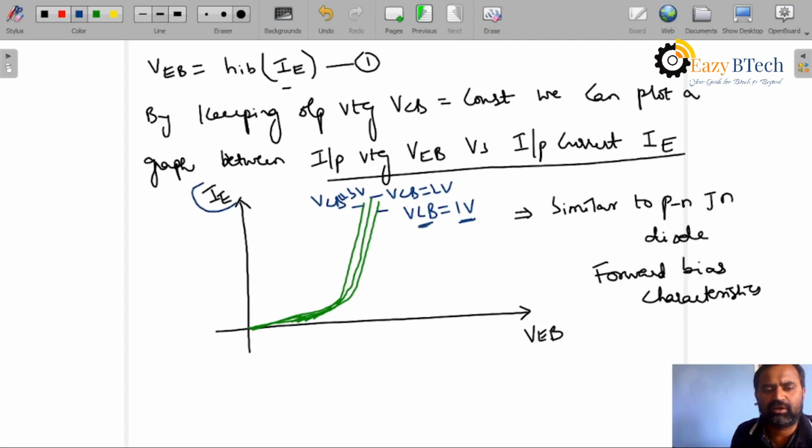we can plot a graph between IE versus VEB. Okay, this is the input characteristics.